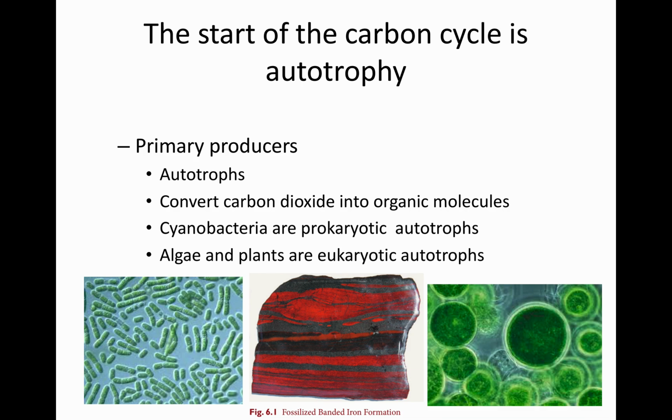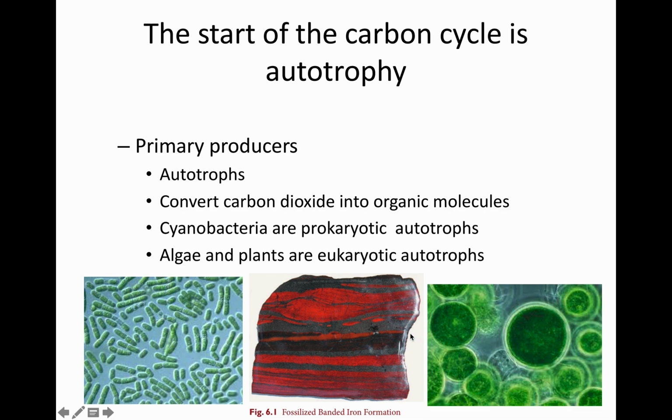The start of the carbon cycle is autotrophy. So primary producers or autotrophs convert carbon dioxide and put that carbon dioxide into organic molecules. So they fix carbon into usable forms. Cyanobacteria, which are pictured over here on the left picture, are prokaryotic autotrophs, and algae and plants would be eukaryotic autotrophs. These are photosynthetic autotrophs. There are other types of autotrophy, but in the book we focus on the process of photosynthesis, which cyanobacteria, algae, and plants use.